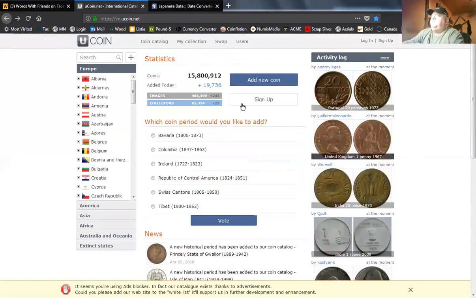And then collections, you've got 65,000 collections, and there's 484,000 images. And it looks like they just added 243 more images. Today they just added 19,000. So every day they're adding more and more to the site. It's getting to be a big database.